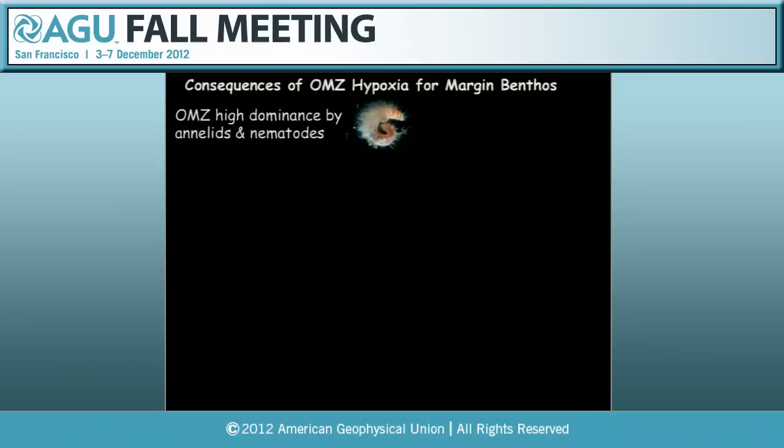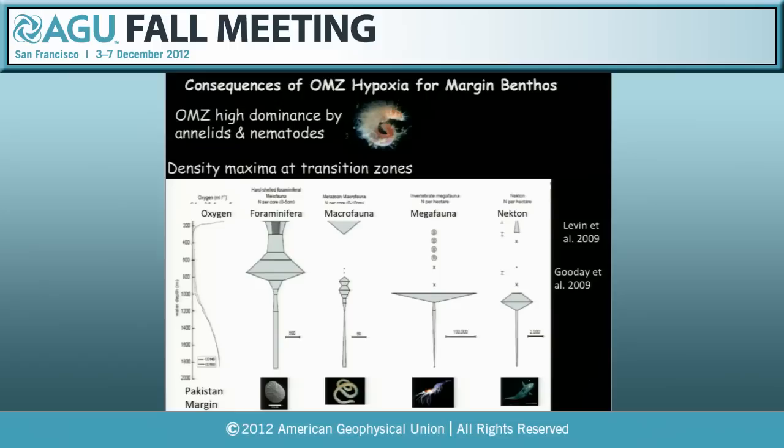So oxygen has quite a few different kinds of effects on the structure and function of communities. Most of the communities that occur in low oxygen zones have very high dominance. They're largely comprised of a handful of species, often oligochaetes or annelids. The oxygen gradients in oxygen minimum zones also produce quite a broad range of zonation.